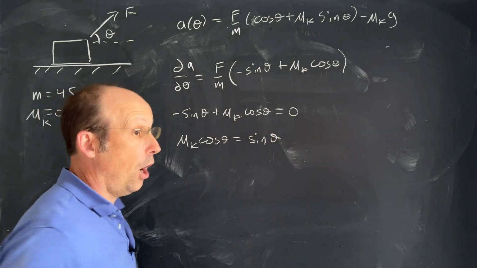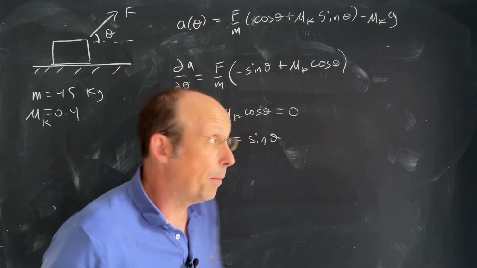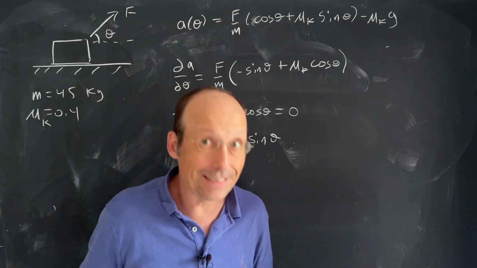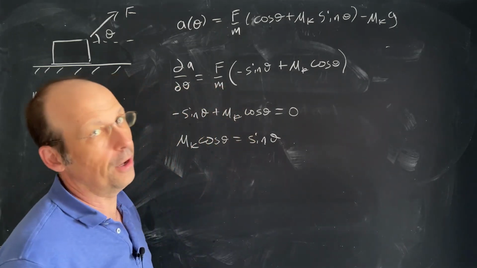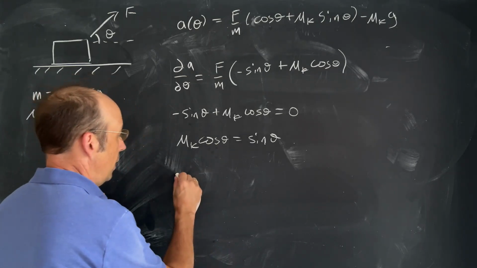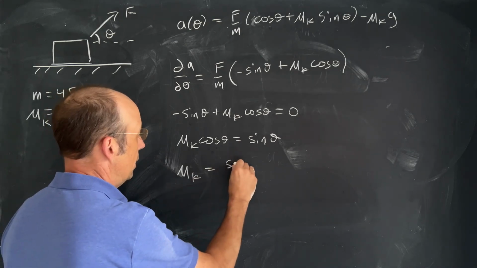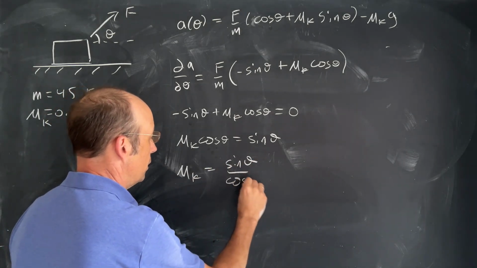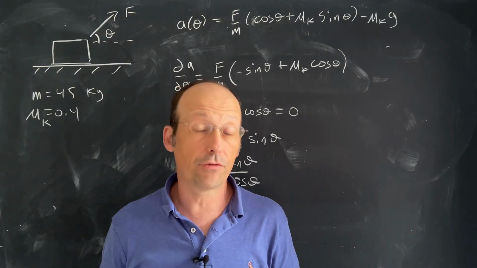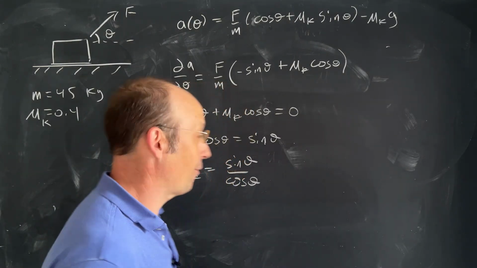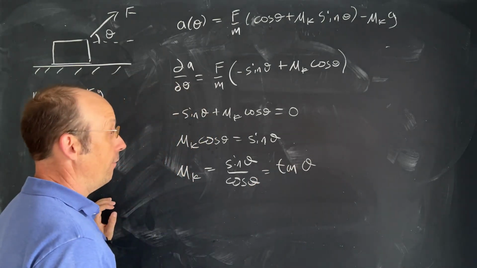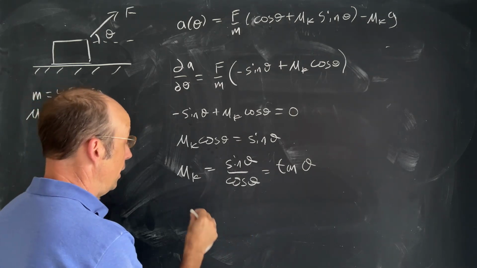Now you might think, oh my goodness, how can we solve for theta? Because if I take the inverse of this side, I'm going to have a theta over here, but I'm still going to have a theta over there. It doesn't get rid of the theta. You know what to do. There's a trick here, right? The trick is to divide both sides by cosine theta. So I get mu k equals sine theta over cosine theta. And I don't remember a lot of trig identities, but I do know that sine over cosine is tangent.